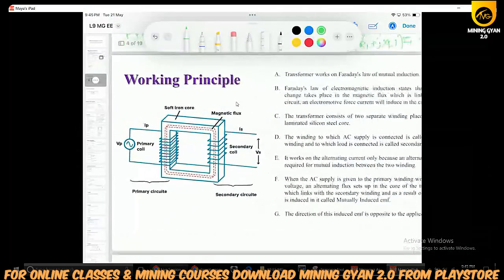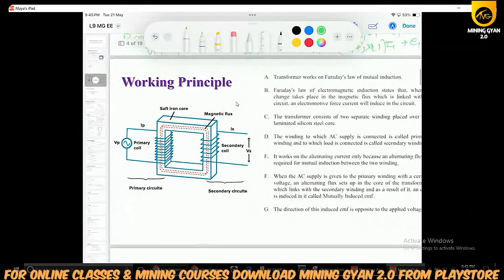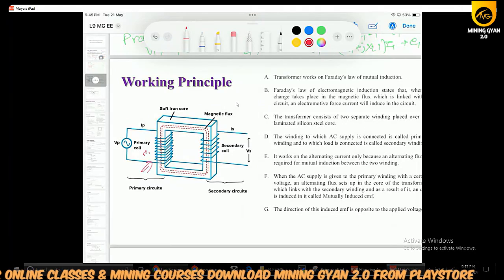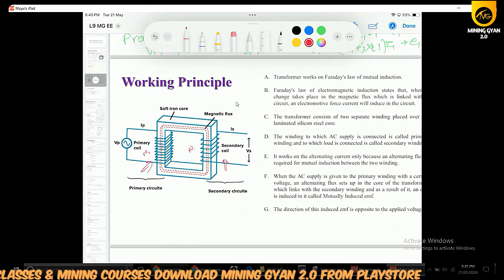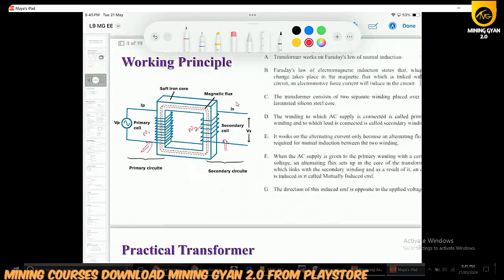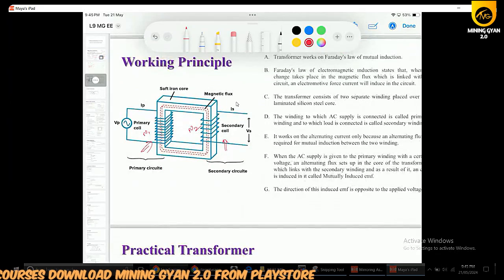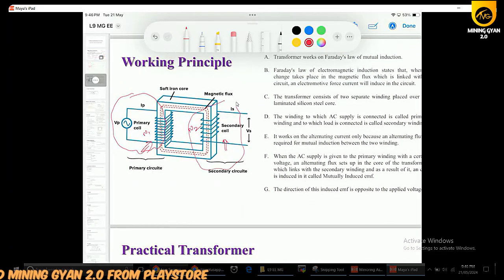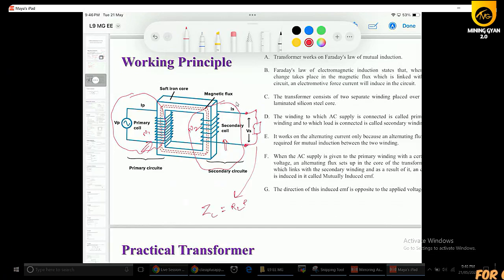So, how does a transformer work? I already told you that this is the primary coil, and it has number of turns N1. This is the secondary coil. This has number of turns N2, and this total circuit is the primary circuit, and this circuit is the secondary circuit. Across these two terminals we will connect the load, and the load will be ZL equals RL plus jXL.